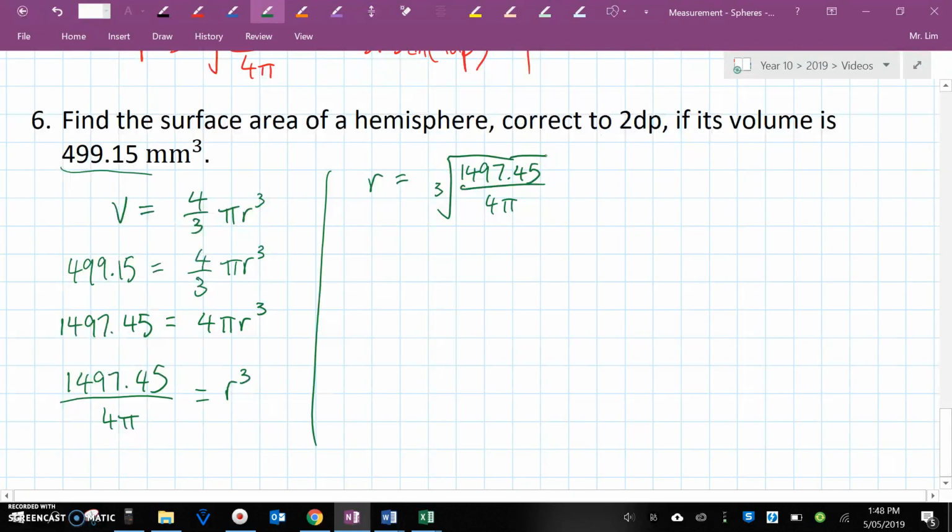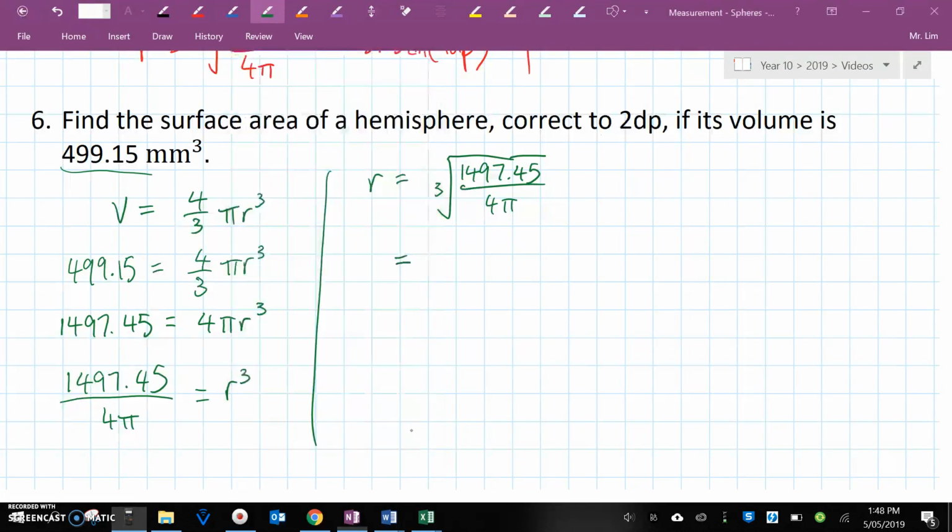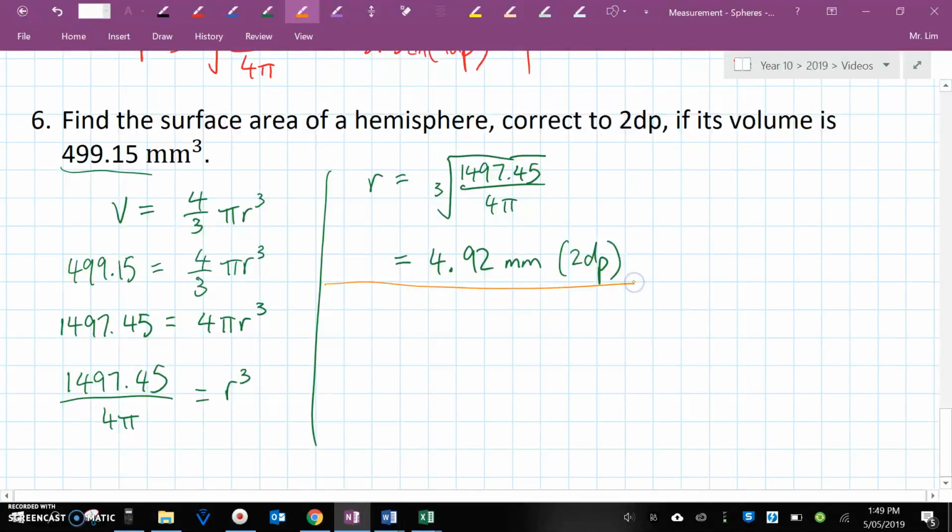The opposite of cubing is cube rooting. So let's see what that equals. The cube root of 1497.45 over 4 pi is equal to 4.92 millimeters to 2 decimal places. Now that we've found the radius, we can work out the surface area of this hemisphere. So the surface area we know is going to be half of 4 pi r squared, but we need to add that circle.